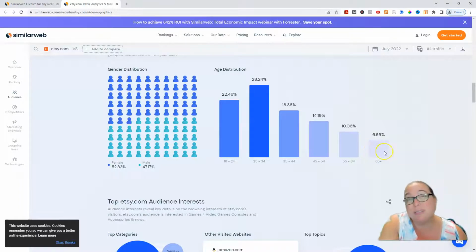And look, it's only 6.69%, right? So if I look at these, I'm like, even 55 up, that's kind of low. There's not a lot of people on desktop that are 55 plus that are going on to Etsy. So more than likely, there's not a whole lot of people that are 55 plus selling on Etsy either. So I've already been able to narrow this down to 18 to 54 if I want.